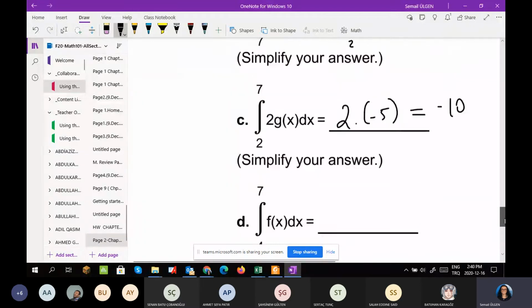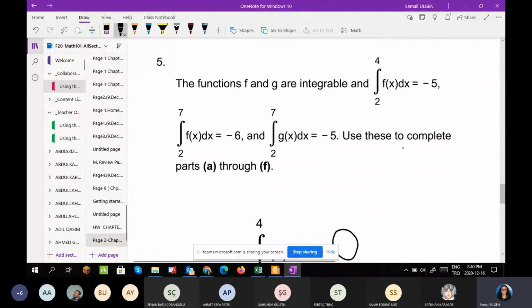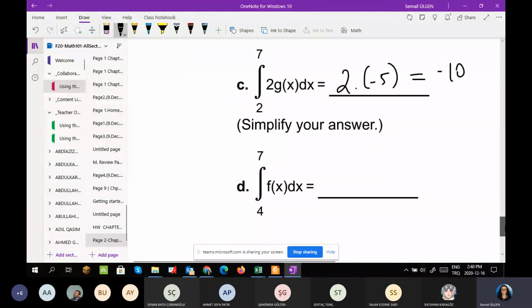4 to 7 of f(x) dx. Let's get the integral from 4 to 7 of f(x) dx. I was given 2 to 4 and 2 to 7, but I'm not given 4 to 7, so I have to figure that out. Okay, so I'm going to do it as follows. This thing is actually equal to the integral from 2 to 7 of f(x) dx minus the integral from 2 to 4 of f(x) dx.